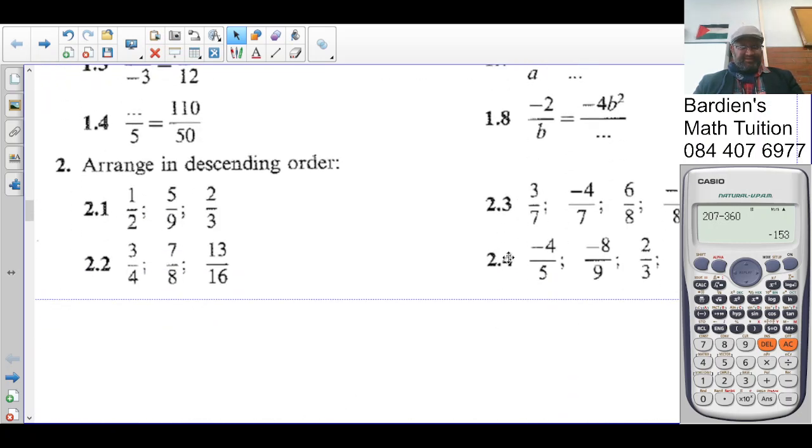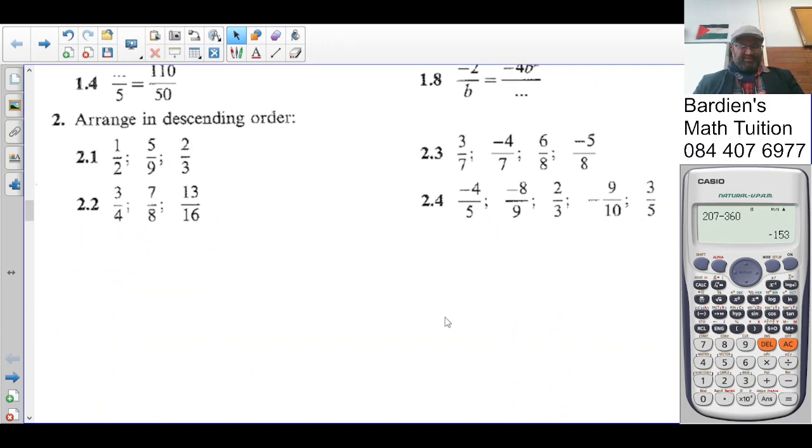Yes? Rational numbers, would they be like adding and subtracting or just multiplying? To get the equivalent fractions, only multiplying and dividing.